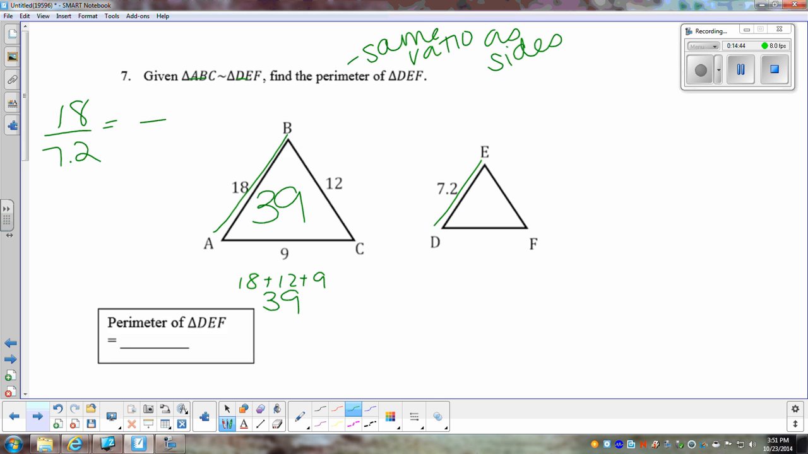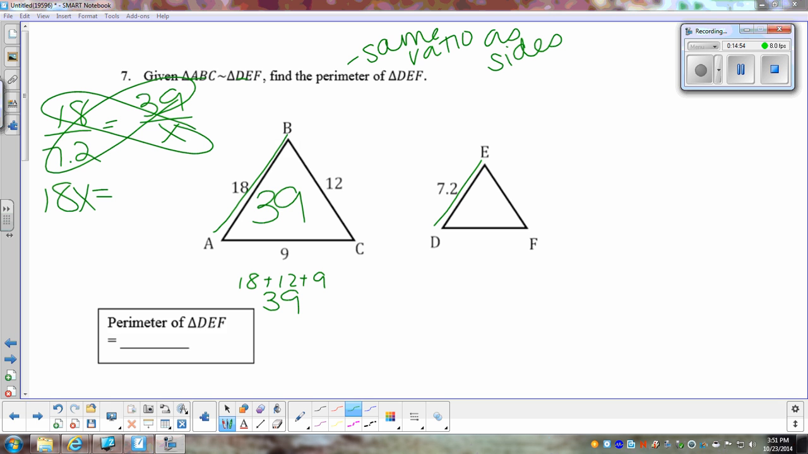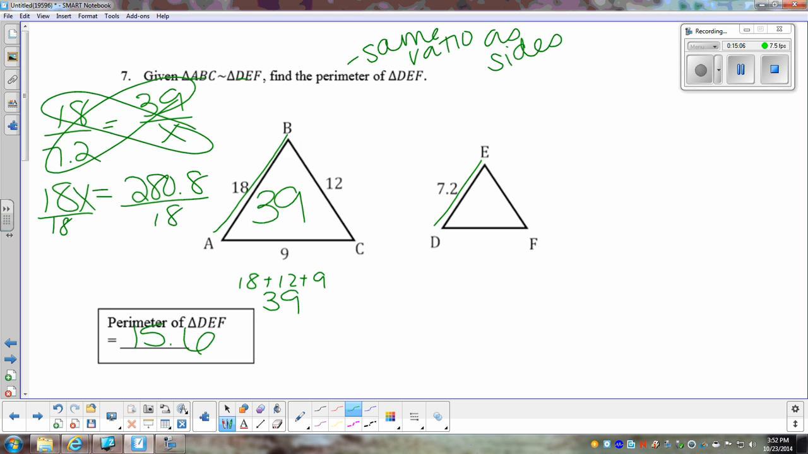So I can set this equal to 39 over x. Cross multiply. And I get 280.8. Divide that by 18. My perimeter is 15.6.